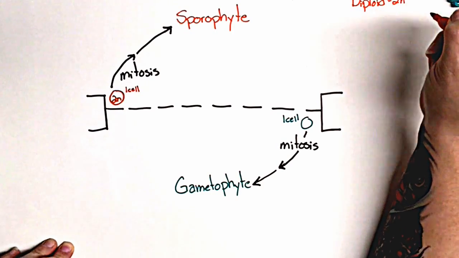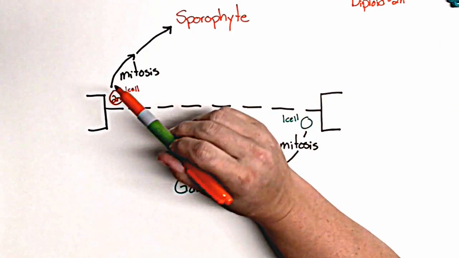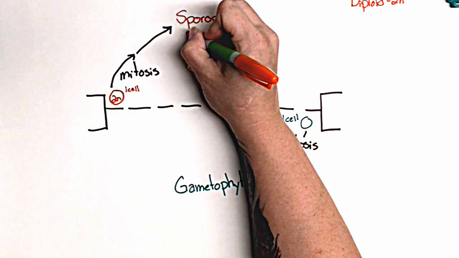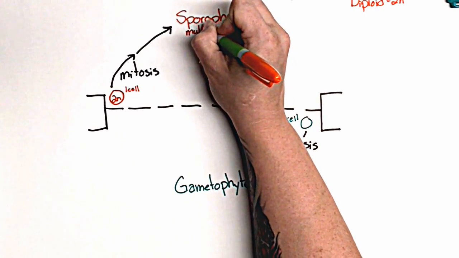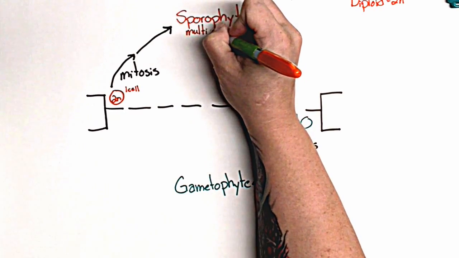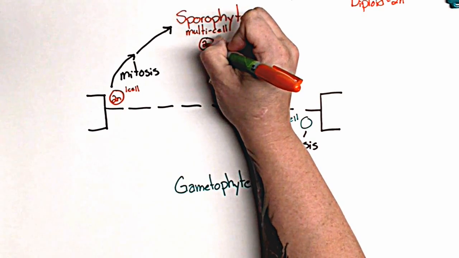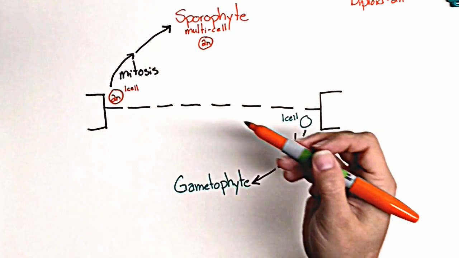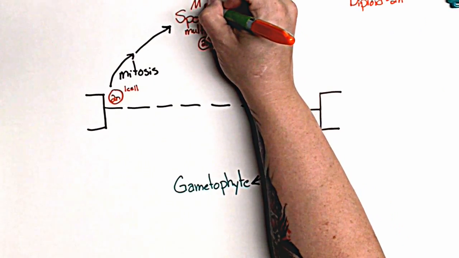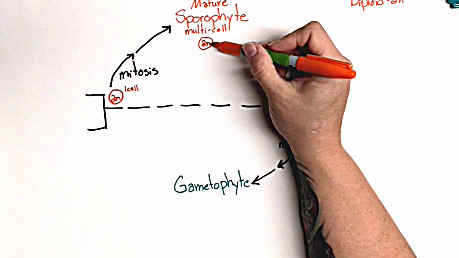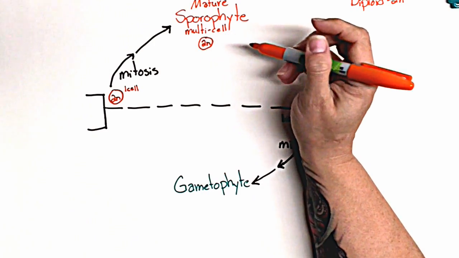So diploid is 2N. So our 2N cell is going to have mitosis, and that means it's going to become a multicell, a multicell, and it can only stay diploid, right? Because we're just doing mitosis. So our mature sporophyte is a multicellular diploid structure, okay?